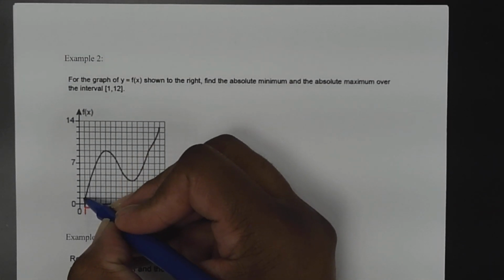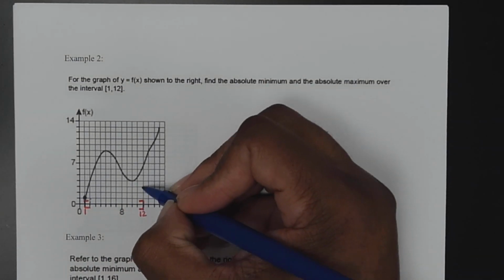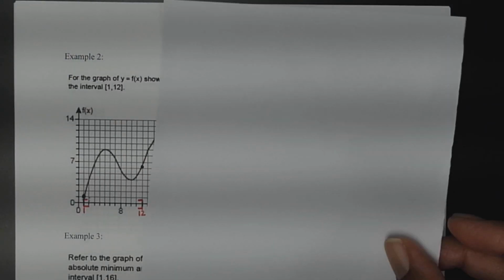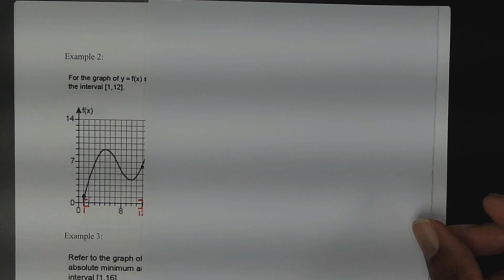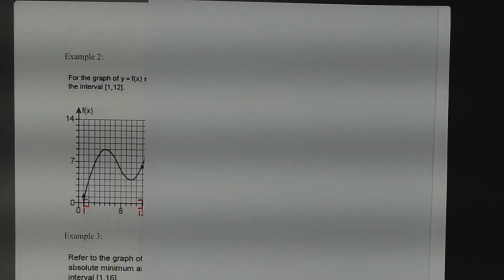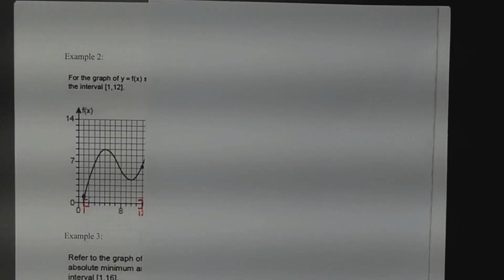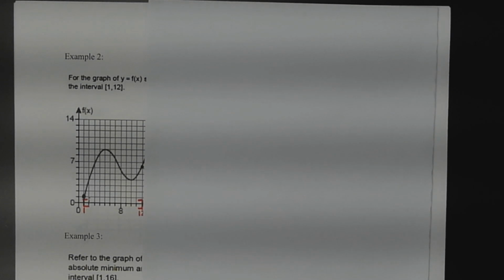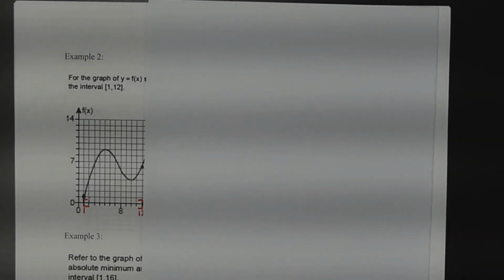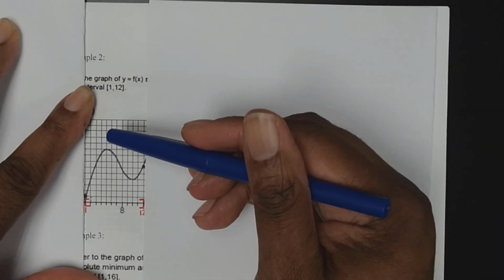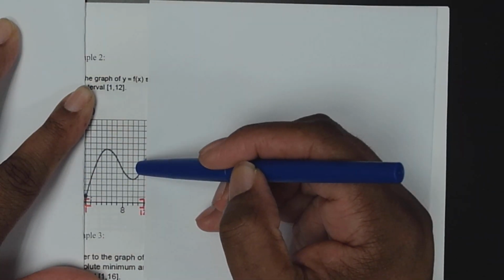So I'll be looking at points from here up to here. And if I cover the right side of this graph, you're going to see where the absolute maximum will be. And not only that, I'm going to cover everything to the left of 1, which is right here. I'm going to cover that up. So here, the absolute maximum on that interval will be right up here.